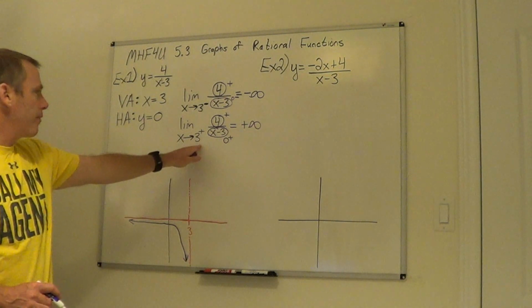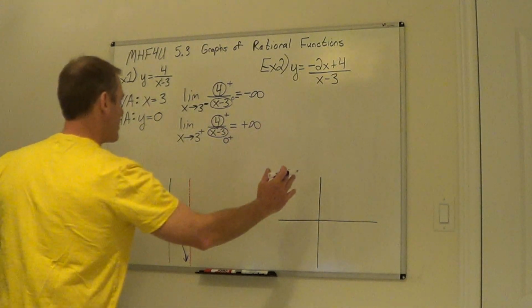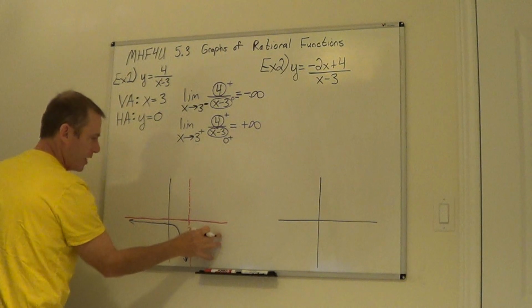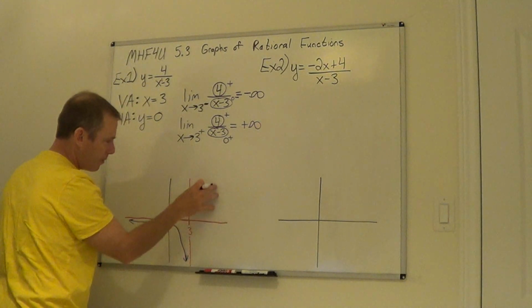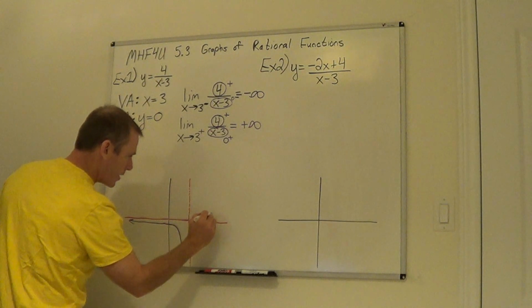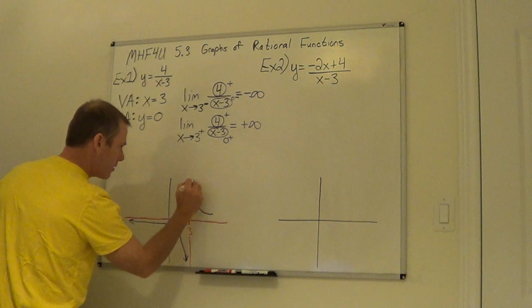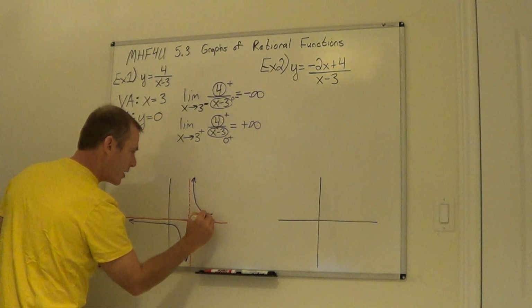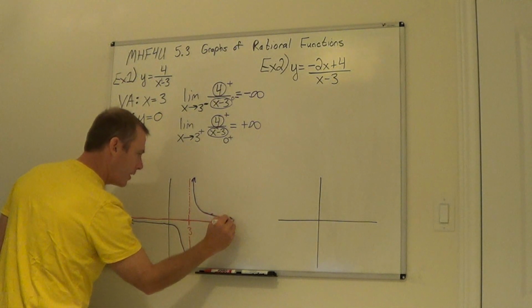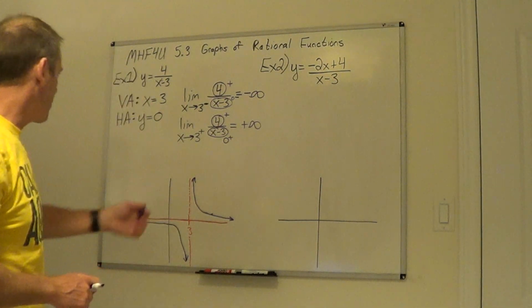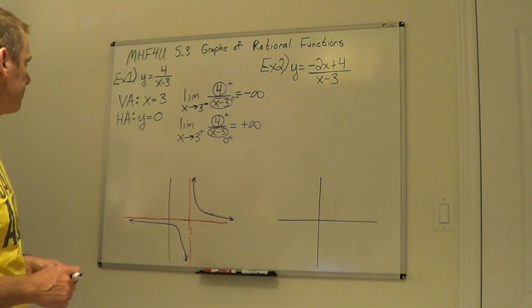As I approach 3 from the right-hand side, I'm going up to positive infinity. So again, I cannot be in this quadrant. I have to be up here because I can't go up to negative infinity because I crossed my horizontal asymptote. So as I approach 3 from the right-hand side, I'm off to infinity. And as I move to the right infinitely, I would be approaching my horizontal asymptote. And there's a sketch of our graph.